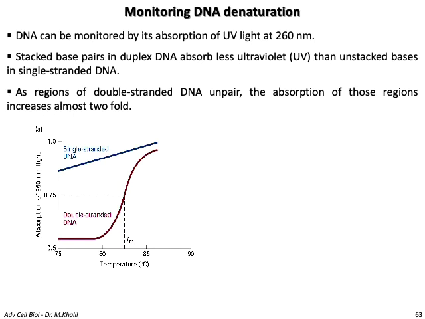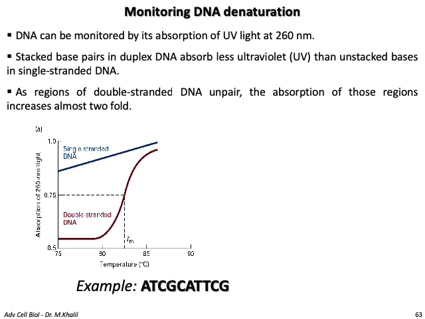The bases in duplex DNA absorb less UV than the unstacked bases in single-stranded DNA. As regions of the DNA strands become unpaired, the absorption of these regions increases almost twofold. You can see from the figure that as we increase the temperature of a double-stranded DNA, the absorption increases, while for the single strand the change is not that dramatic. So we can use this principle to calculate the Tm of a DNA molecule.